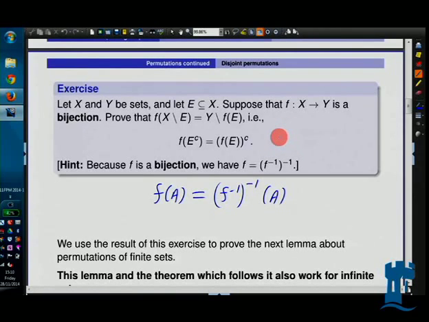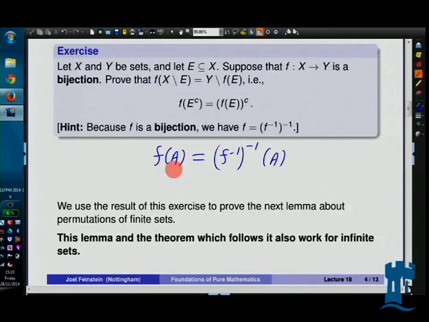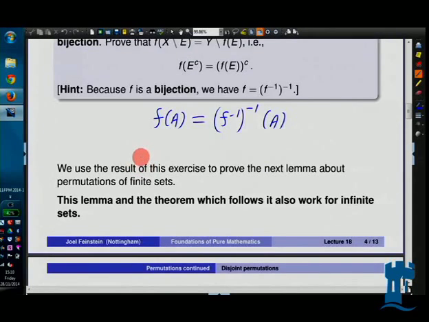And since we're dealing with permutations, permutations are bijections, and so that will be available to us. So when we're working with a permutation and we want to see what it does to the complement of a set, it sends it to the complement of what the permutation does to the set. And using that, we can prove the following lemma, which will help us prove what we want to about disjoint permutations.